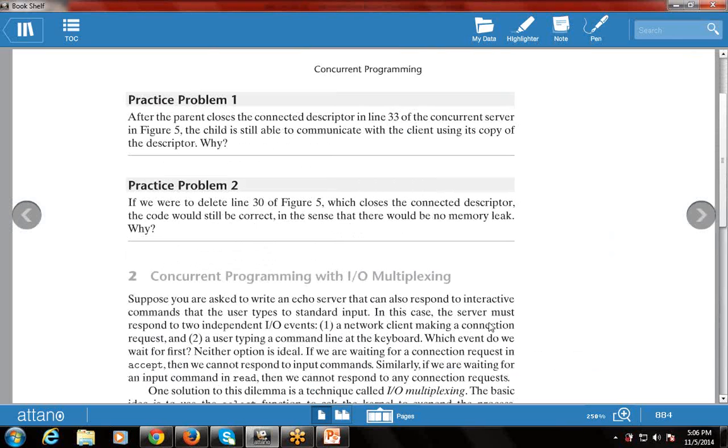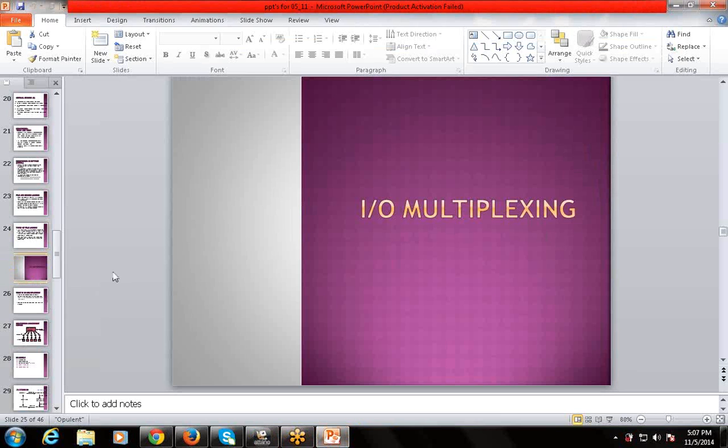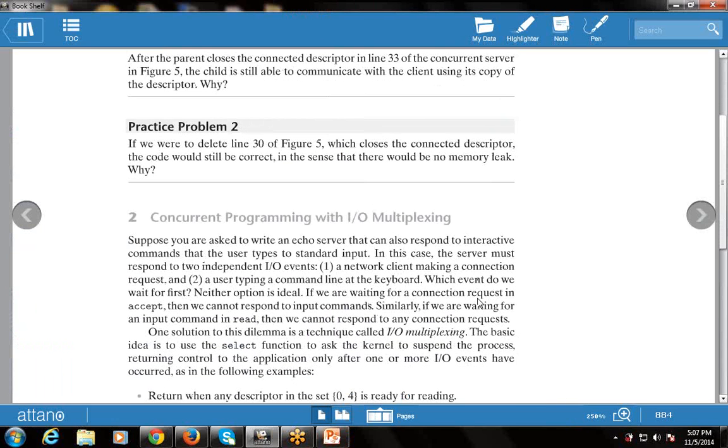Now, the next topic is concurrent programming with input-output multiplexing. First of all, let's take a 5 to 10 minute break, then come back starting with this topic, concurrent programming with input-output multiplexing.